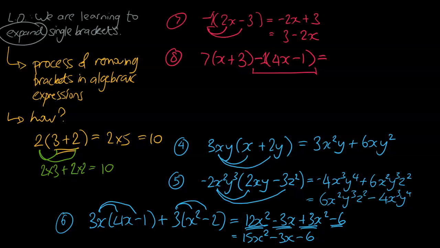Once we've added the invisible part in, we can then go ahead and expand. So we've got 7 times x is 7x, 7 times 3, 21. And then we've got negative 1 times 4x is minus 4x. And then we've got negative 1 times negative 1, plus 1. We can then group together the like terms. 7x minus 4x, that's going to get us to 3x, and then we've got 21 plus 1, 22.